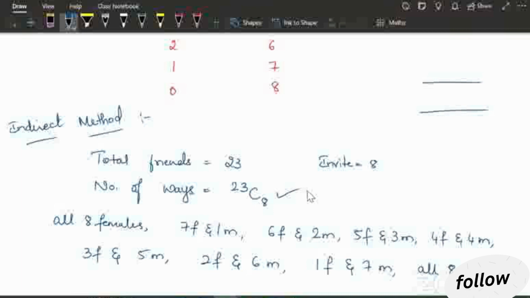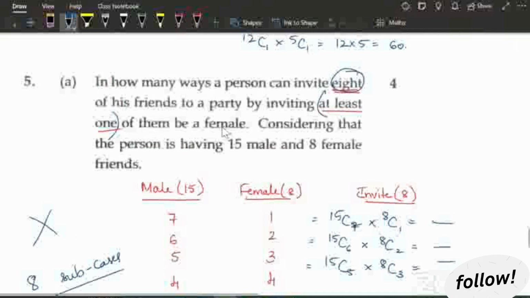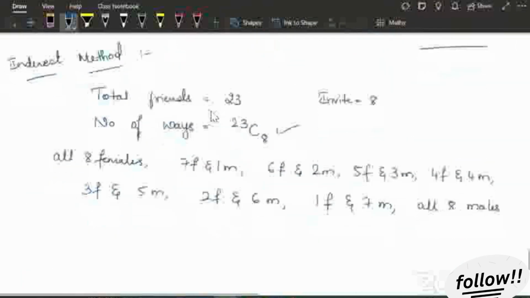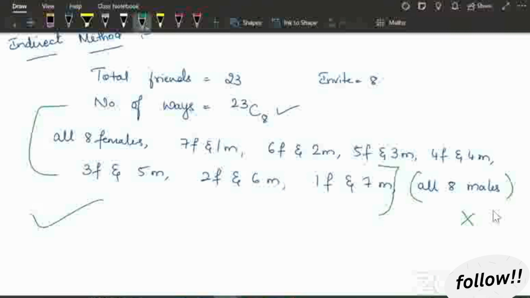But what are they asking us to find? In how many ways can he invite, with at least one of them being a female? So we are just excluding the all 8 males category, only this we are excluding. Everything else we are considering: minimum 1 female, 2, 3, up to 8. All this we are supposed to consider and exclude only this. So in such cases, use the indirect method. In this indirect method, we will find out total ways. Hope you have understood this.